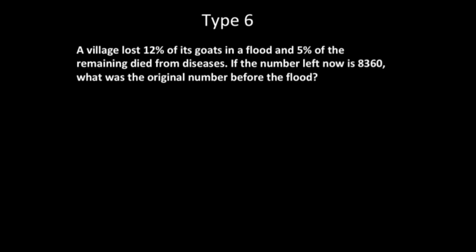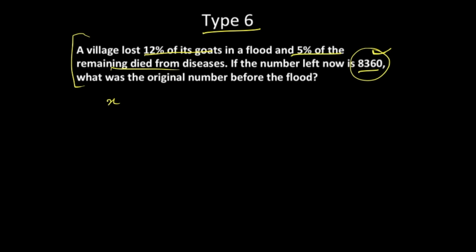Okay, so this is type 6 questions, and these involve the concepts of population. A village lost 12% of its goats in a flood and 5% of the remaining died from diseases. If the number left now is 8360, what was the original number before the flood? Since there is an unknown term over here, we'll be using a variable, that is x.